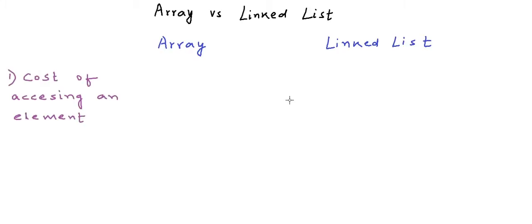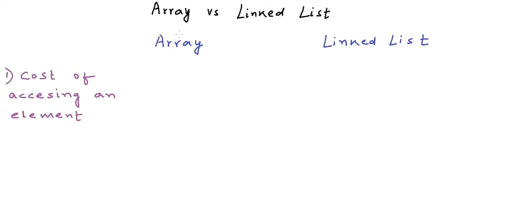So all in all, we will comparatively study the advantages and disadvantages and try to understand in which scenario we should use an array and in which scenario we should use a linked list. So I will draw two columns here, one for array and another for linked list. And the first parameter that we want to talk about is the cost of accessing an element.